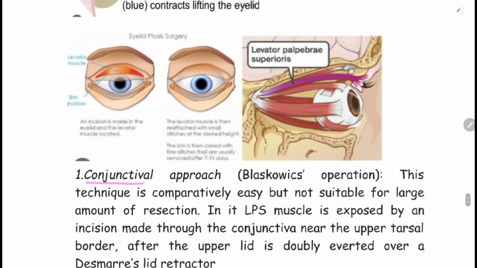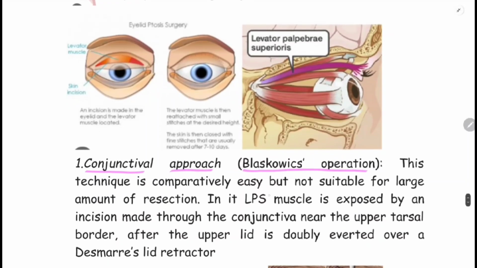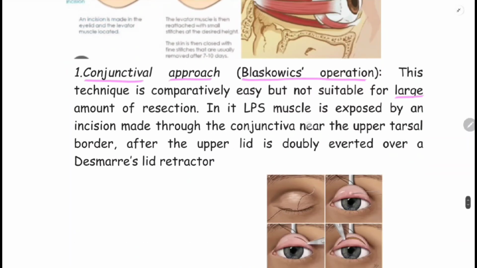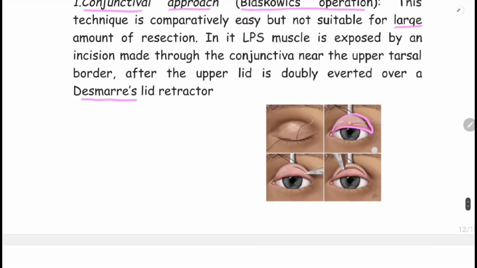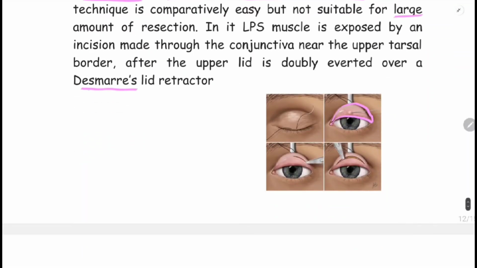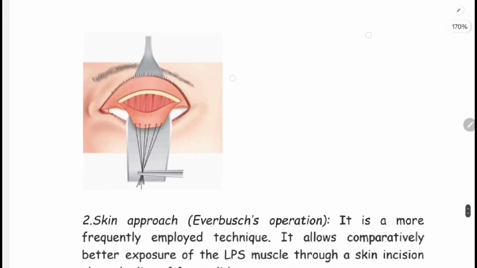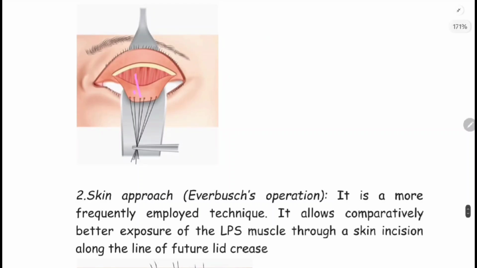Resection of the levator muscle by conjunctival approach is known as the Blaskovics operation. Here the technique is comparatively easy but not suitable for a large amount of resection. In it, the LPS muscle is exposed by an incision made through the conjunctiva. Here we double evert the eyelid using the Desmarres retractor, and the LPS muscle is exposed by an incision made through the conjunctiva near the upper tarsal border, and the levator resection is done.